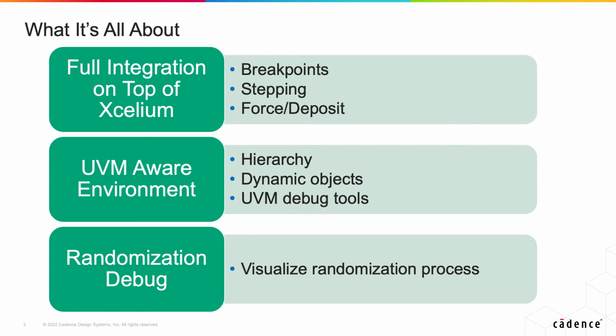Second pillar is UVM understanding. We understand the UVM components and the dynamic objects in our hierarchy and have dedicated UVM tools aimed at solving specific debug problems of UVM. And lastly, we have randomization debug. We leverage the constraint solver steps to get insight on the debug of randomization.